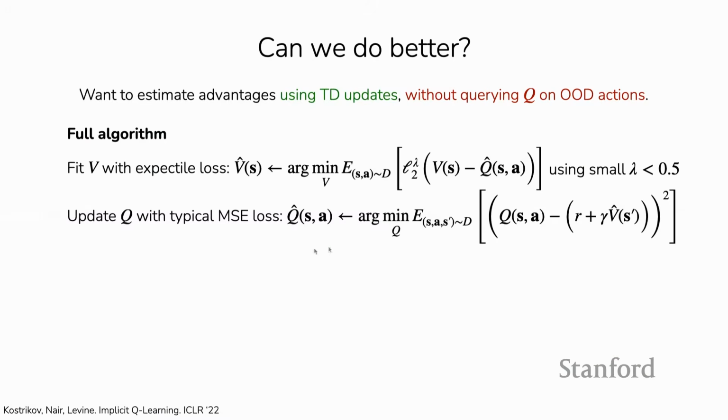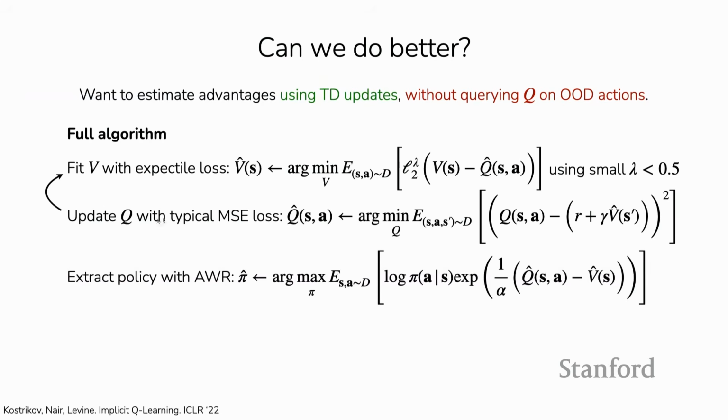So in particular for this algorithm, we'll use the expectile loss to fit the value function. We'll actually also fit a Q function with the typical mean squared error loss. And we'll actually use the value function as the target. So we'll be fitting both a value function and a Q function. And we'll just be using this expectile loss for fitting the value function.